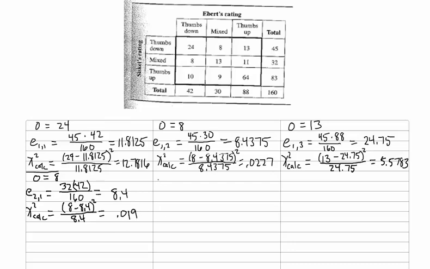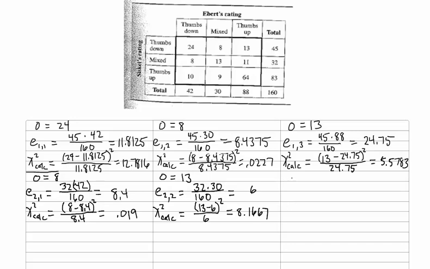And now for row 2, column 2, our observed is equal to 13. Our expected is equal to 32 times 30 divided by 160, and this is equal to 6. And now our chi-squared calc for this cell is equal to 13 minus 6 squared divided by 6, which is equal to 8.1667.